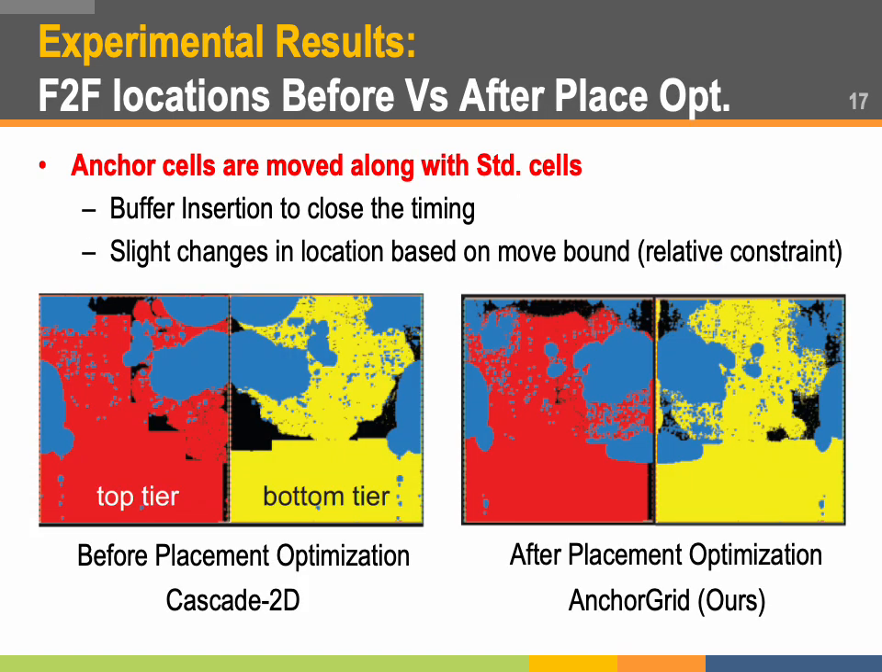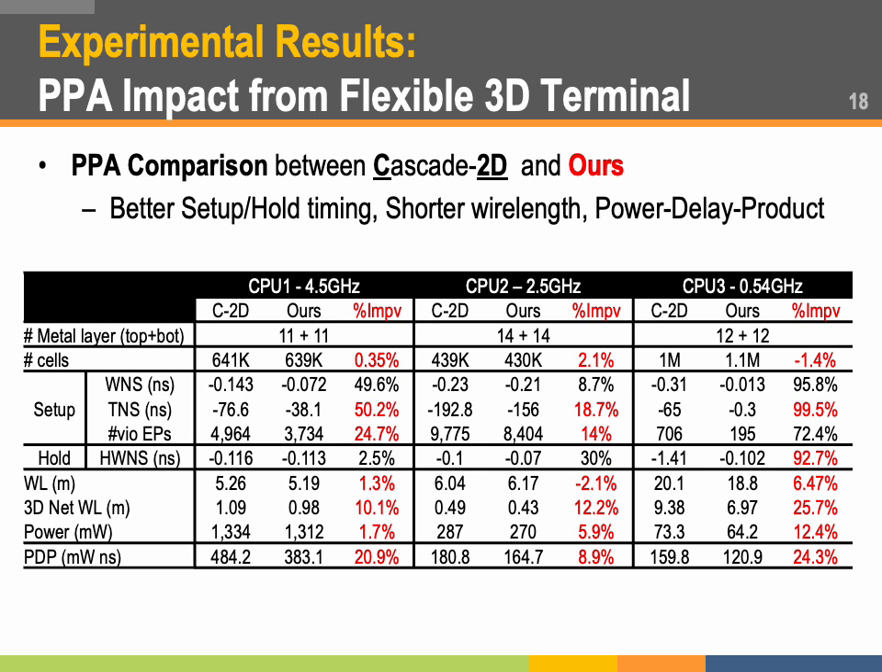First, we compare the impact of the terminal movement before and after placement optimization. The blue dot represents the face-to-face terminals. After the optimization, there are slight changes in both the number of the cells and face-to-face terminal location. Next, we evaluate the impact of 3D terminal movement on the PPA. Our results show that the design using our framework achieves better setup and hold timing, shorter wire length, and lower PDP product compared to the design with the fixed 3D terminal.